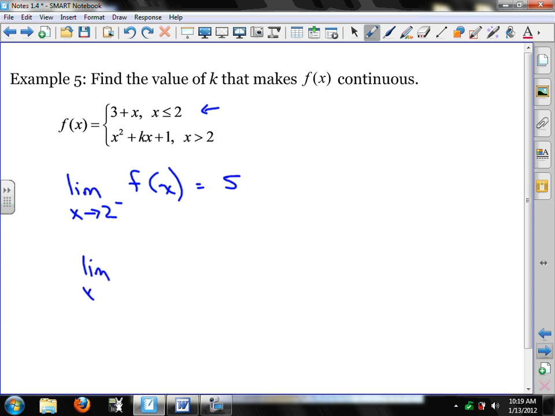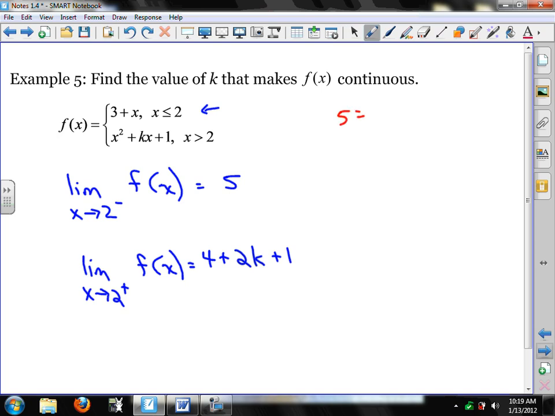The limit as x approaches 2 from the right of f of x, we would plug 2 into the bottom equation. So that would give me 2 squared is 4 plus 2 times k. I don't know what k is, so just leave it as k, plus 1. So we plugged 2 into the top equation to get the left limit, 2 into the bottom equation to get the right limit. And if the limit exists, we said those two values need to be the same thing. So we can set them equal to each other.